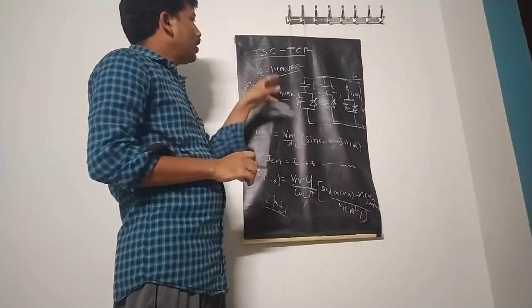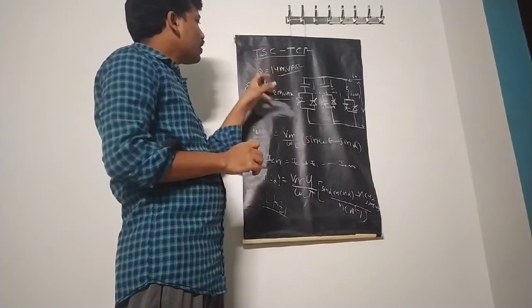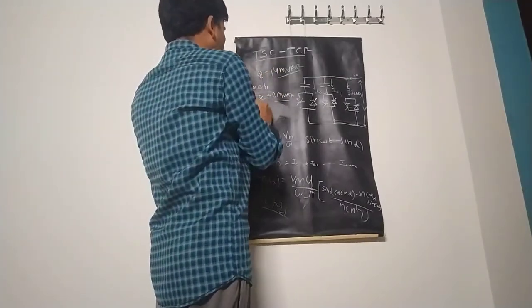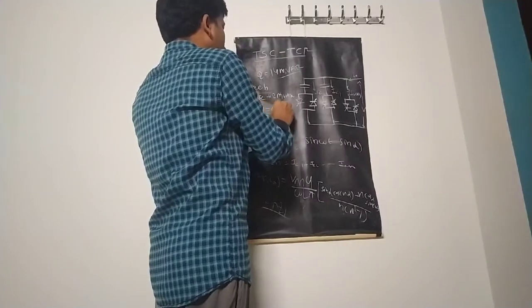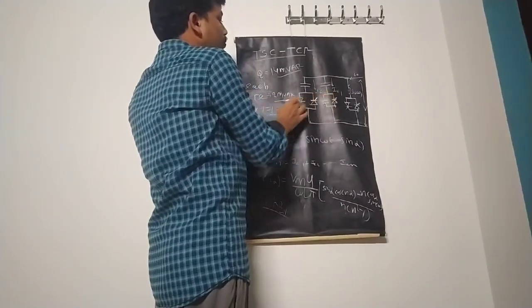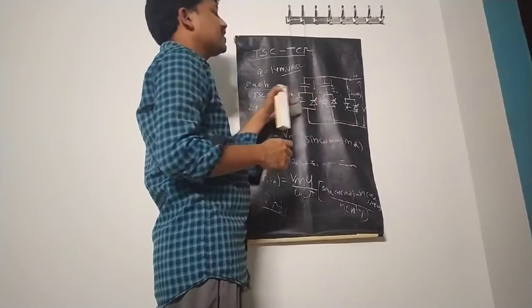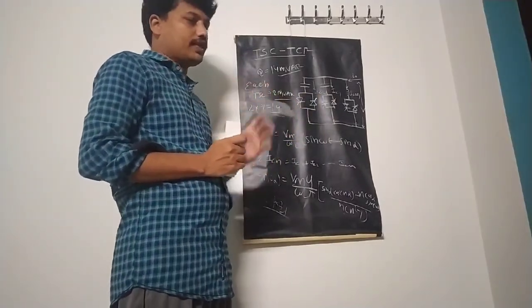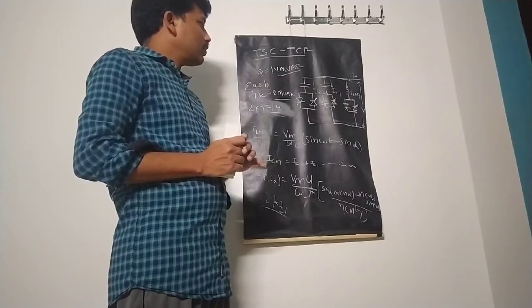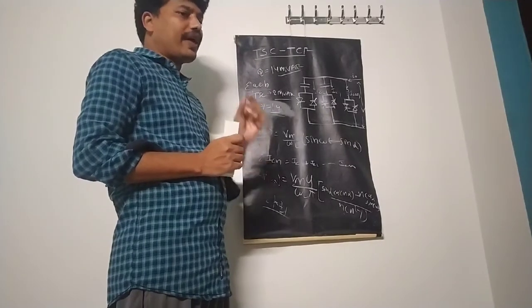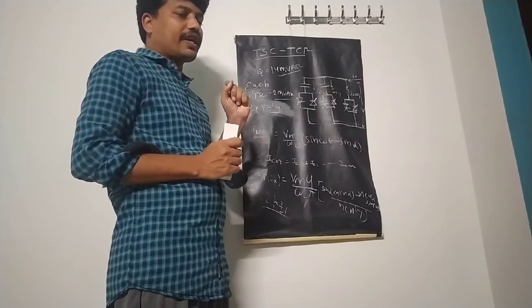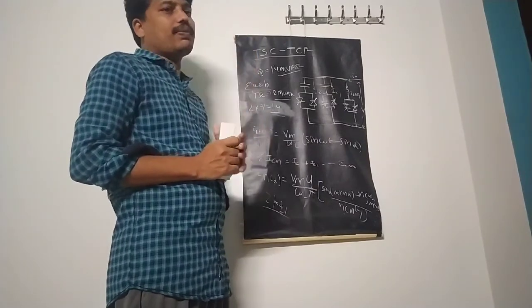So to get the 14 MVAr, how many TSCs are required? 2 into 7 gives 14. So we need 7 TSC branches. Then 7 into 2, we get 14 MVAr. Is it sufficient? Okay.